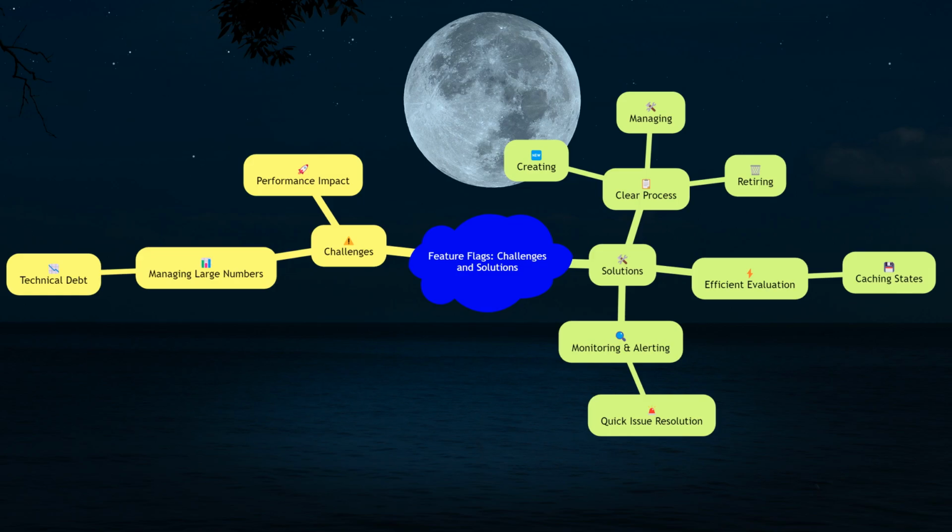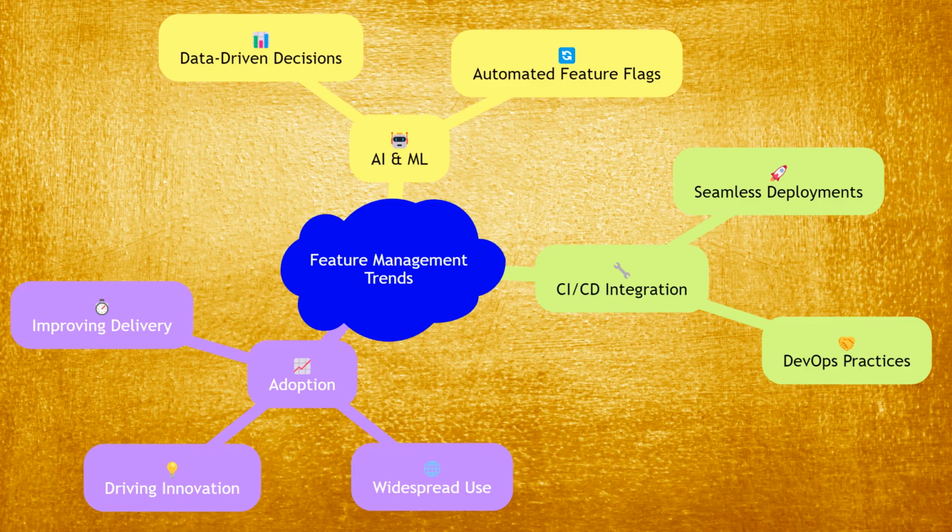Another challenge is ensuring that feature flags do not negatively impact application performance. This can be mitigated by using efficient evaluation methods and caching feature flag states. Additionally, it's crucial to have robust monitoring and alerting in place to quickly identify and resolve any issues related to feature flags. The field of feature management is continuously evolving, with new trends and technologies emerging.